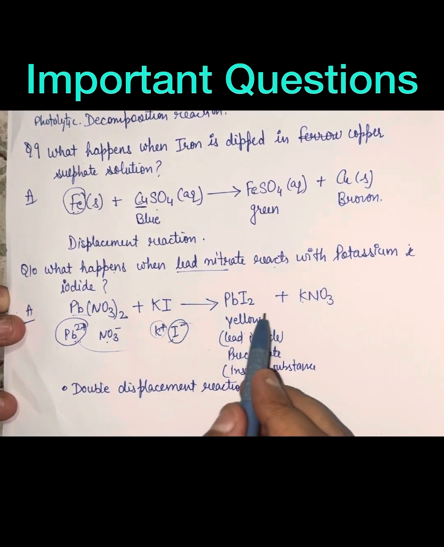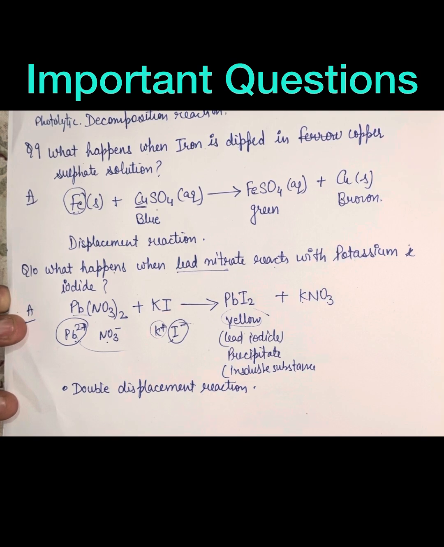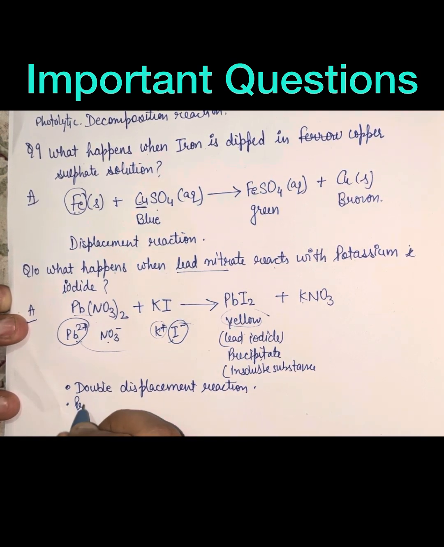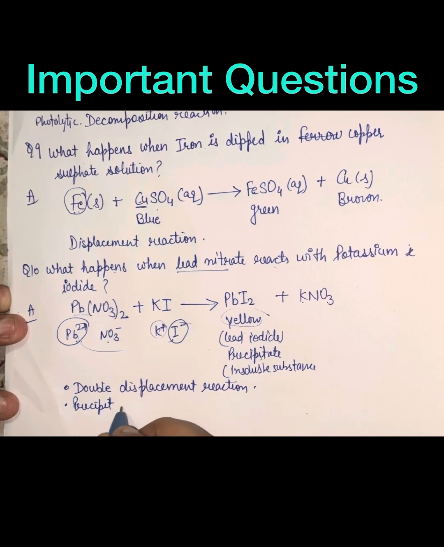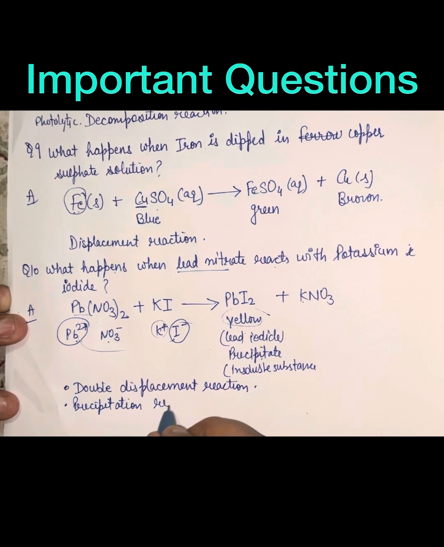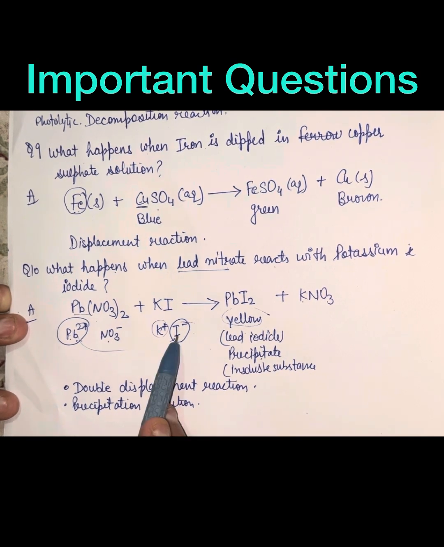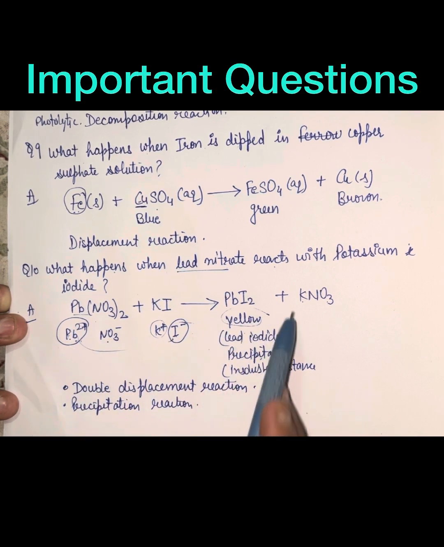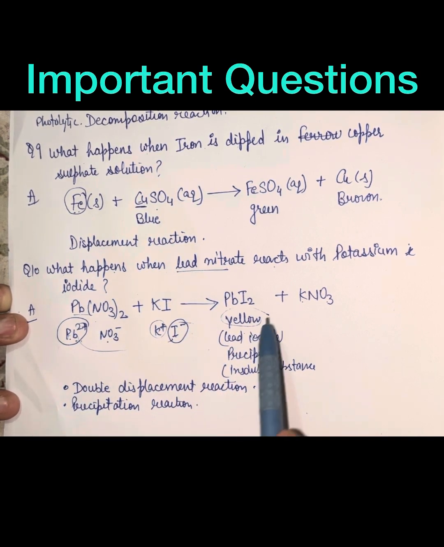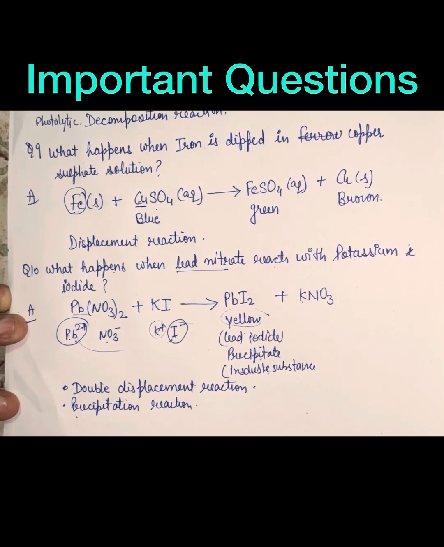And बच्चे, इसमें ये जो येलो कलर का लेड आयोडाइड फॉर्म हो रहा है, that is precipitate. This is also a precipitation reaction. Exchange of ions is double displacement reaction, and due to formation of insoluble substance it is a precipitation reaction.